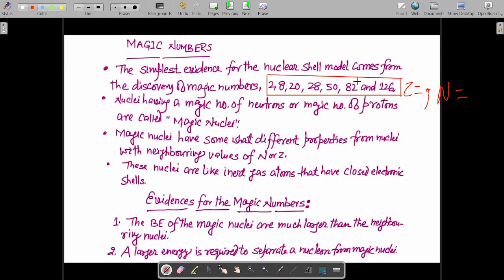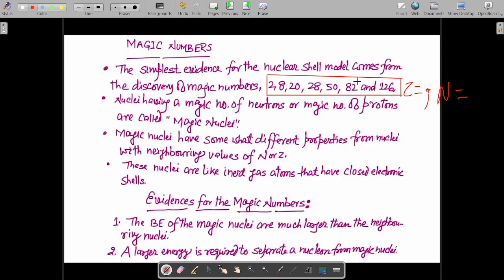Similarly, whenever we have 2 neutrons inside the nucleus, that will be a magic nuclei. 8 neutrons inside the nucleus, that will be magic nuclei. 20 neutrons, 28 neutrons, 50 neutrons, 82 neutrons, 126 neutrons inside the nucleus, each will be a magic nuclei.